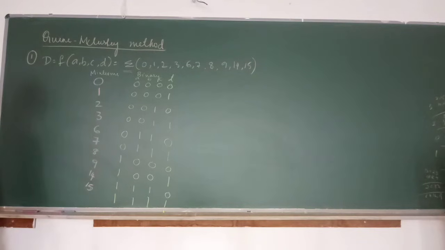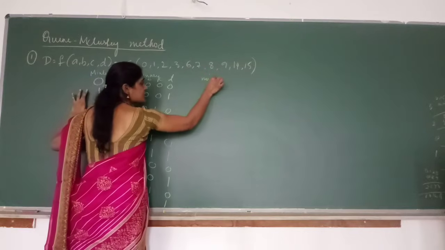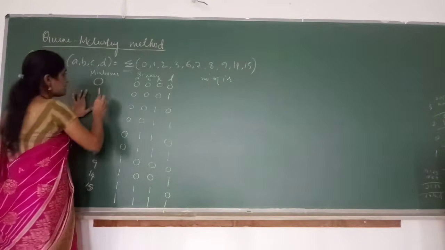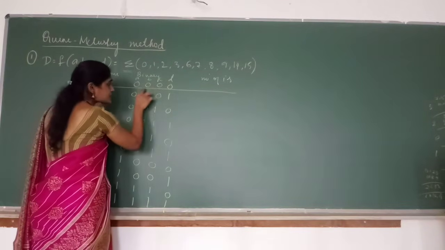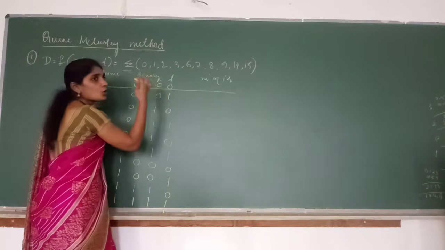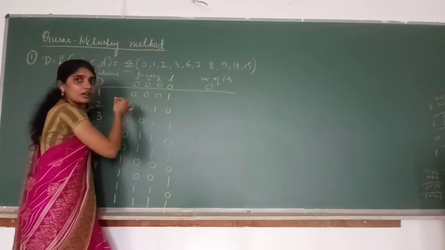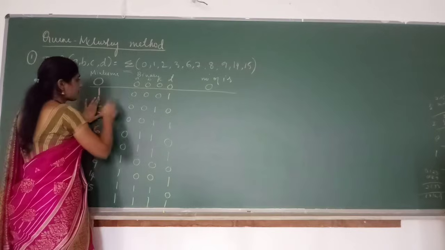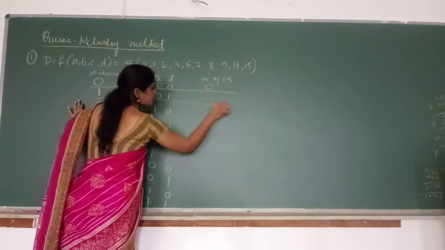Fine. Now the next column is to write the number of ones present in each min term. First min term is 0. How many ones are present in 0? Can we see ones in 0? No. So 0 ones. I don't find any ones in the min term 0. Next, take the min term 1. How many ones are there? Only 1.